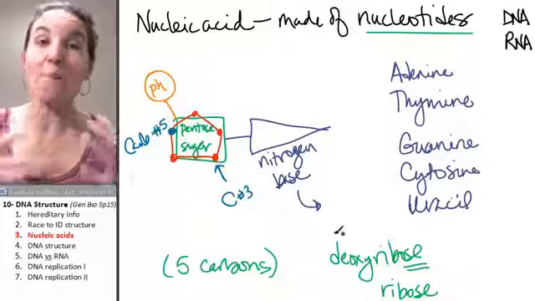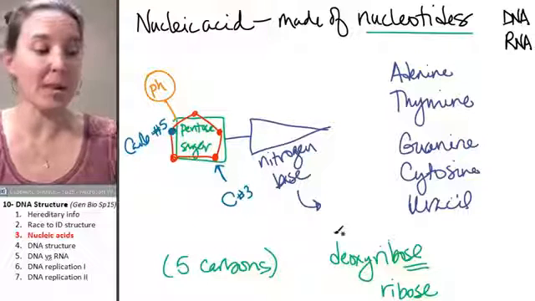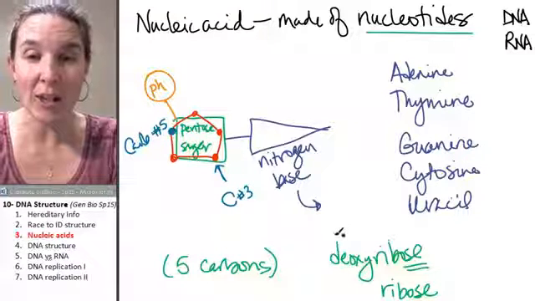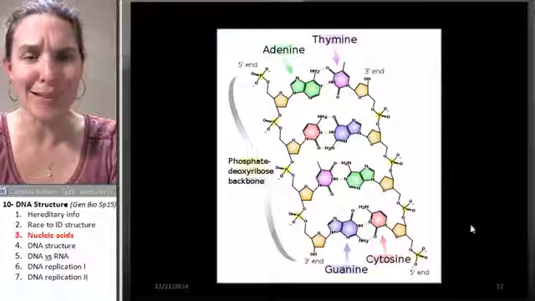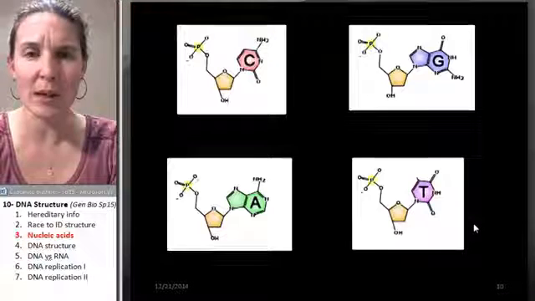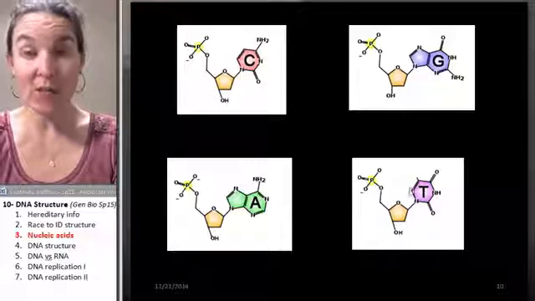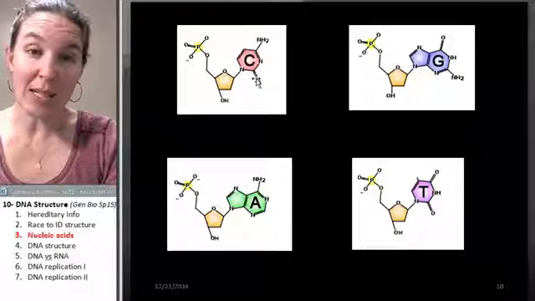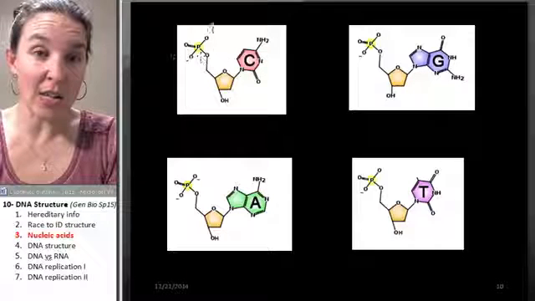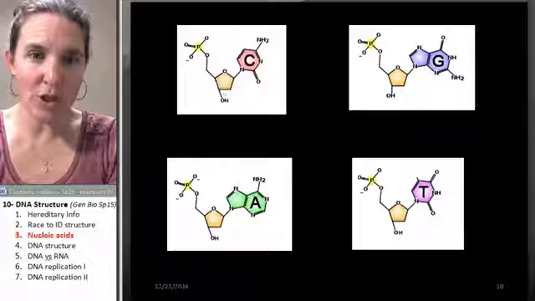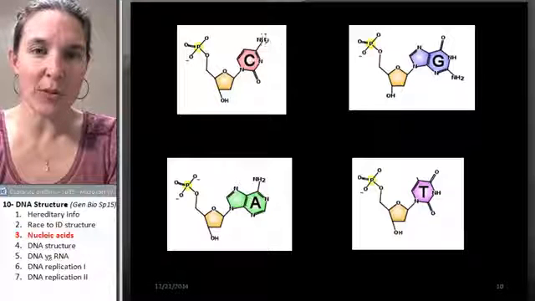DNA molecules are made of multiple nucleotides. I'm going to show you what they actually look like from a molecular standpoint. That was the whole DNA molecule. But take a look at this. These are different flavors of nucleotides. This one is cytosine. You can see here is my phosphate. This is my pentose sugar, and here's my nitrogen base.